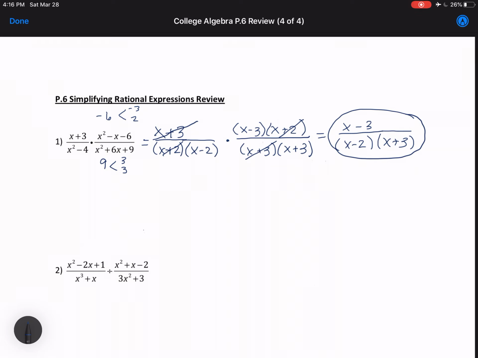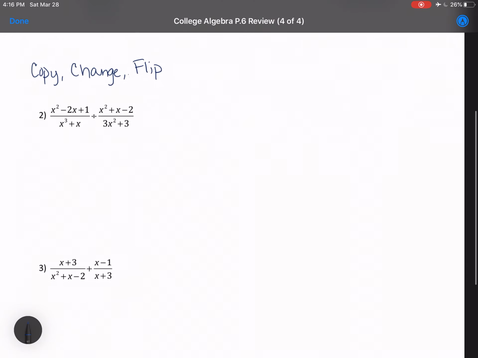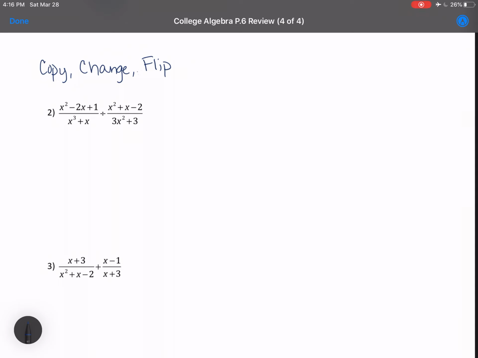Okay, remember, dividing is the same thing as multiplication, except for we need to copy, change, flip. And we're going to factor as we do that. So we have x squared minus 2x plus 1. So our factors of 1 that add to be negative 2 are negative 1 and negative 1. So our numerator for our first fraction will be x minus 1 times x minus 1 over x cubed plus x.